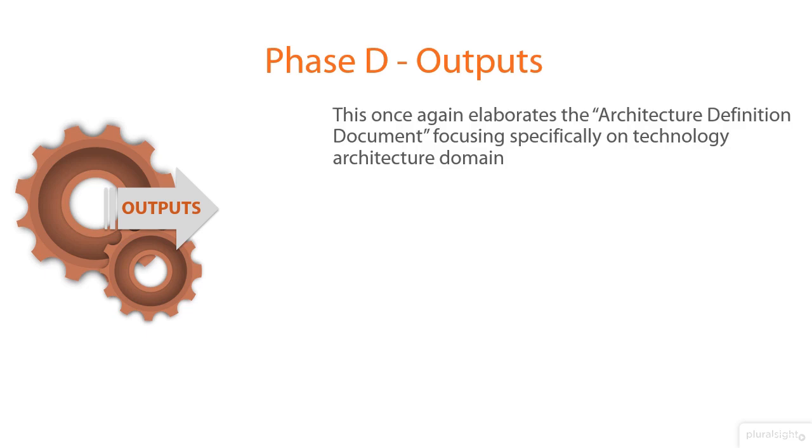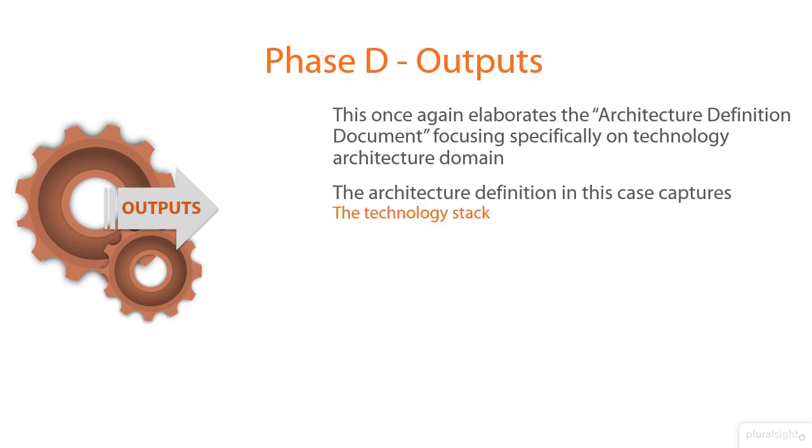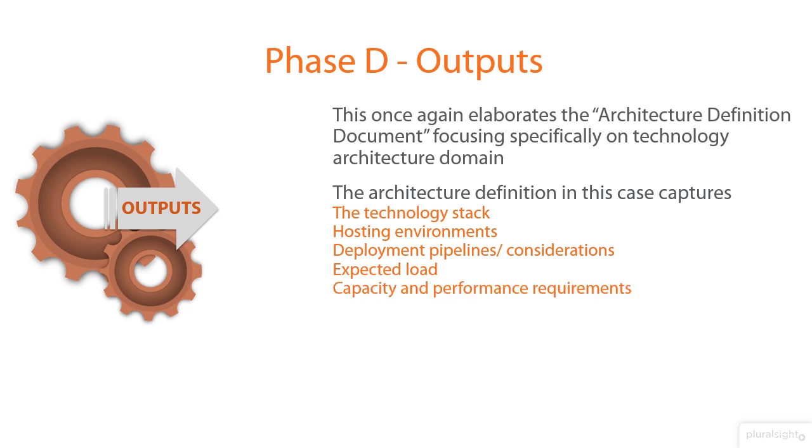However, in this case, as expected, it describes the architecture of the technology infrastructure, and typically it defines the technology stack for the implementation of the solution, the relationship between technology and information systems building block in terms of the hosting environments, the deployment considerations for various stages of the deployment pipeline, expected load, capacity and performance requirements, specifications for servers, physical and virtual networks, and so forth.